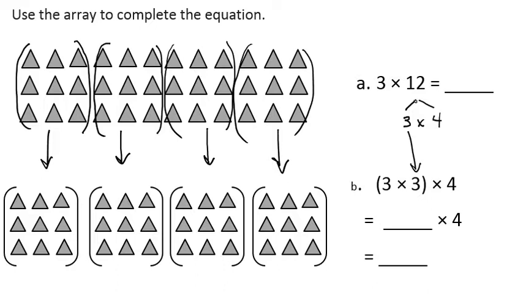I know that 3 rows of 3 is the same thing as 9. So each of these groups has 9 triangles, and I have 4 groups. 9 times 4 is 36. That tells me then that 3 times 12 is also 36. So I rewrote the 12 as 3 times 4, and I chunked some arrays that were 3 by 3 arrays in order to solve the problem of 9 times 4 and get 36 for our final answer.